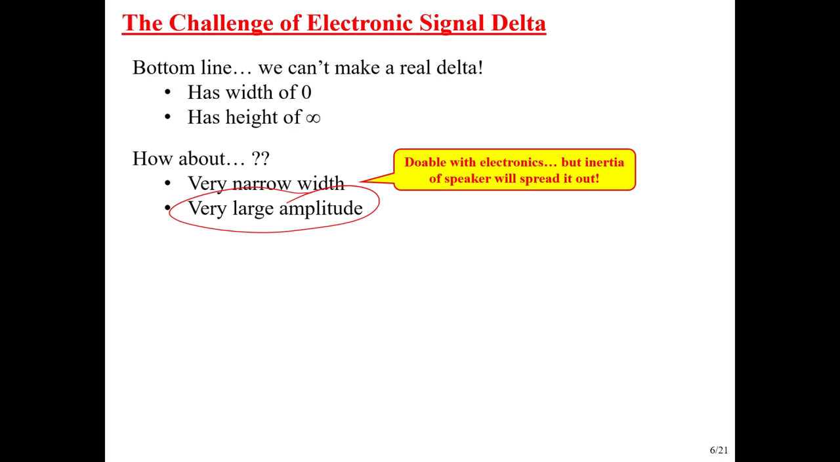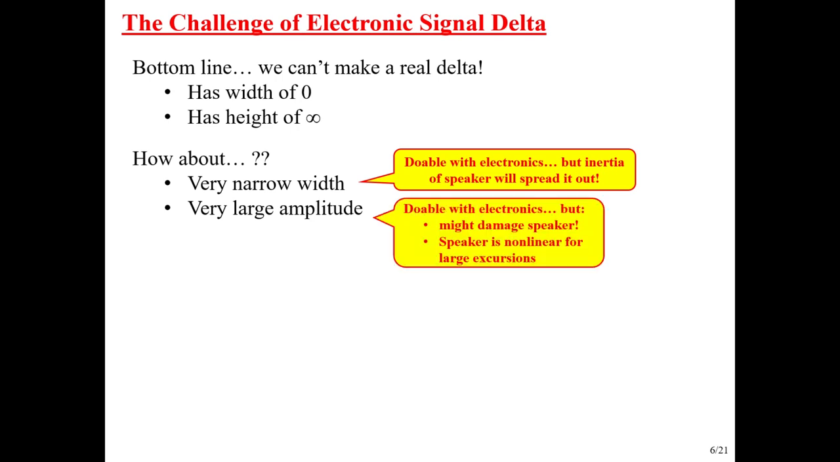We might be able to make some electronics, probably very expensive, very heavy, that could make something of very narrow width and very large amplitude. But that narrow width, as soon as we shove it into those speakers, they've got inertia. So because of their inertia, the speakers are going to spread out any narrow electronic signal. So that's a problem. And then very large amplitude, again, could do it with electronics, but you're asking the speaker then to make a huge excursion because of the large amplitude, and it's not going to do that.